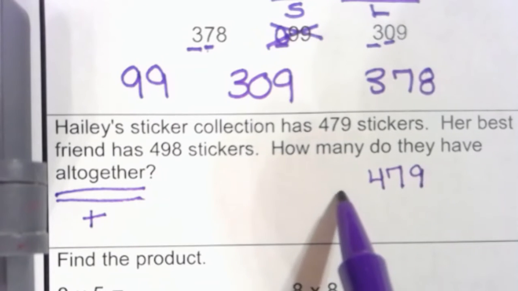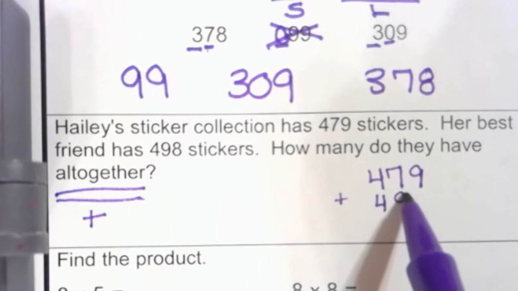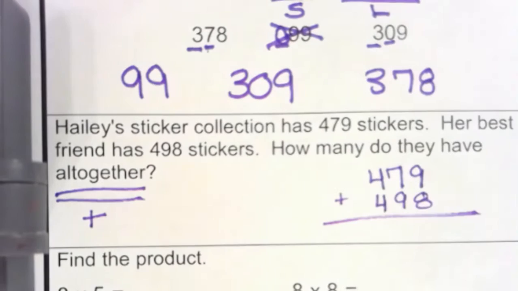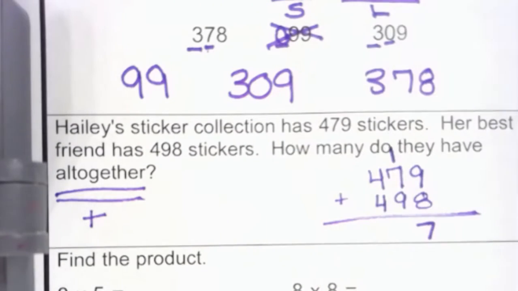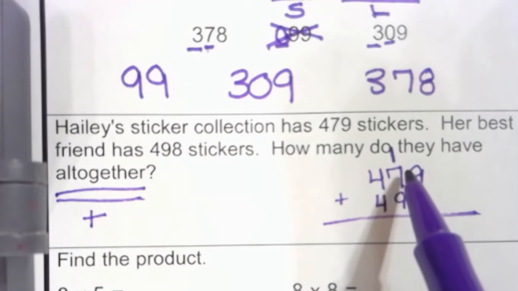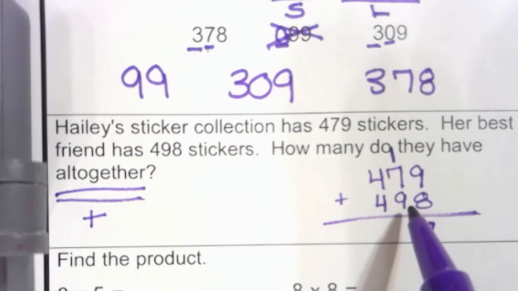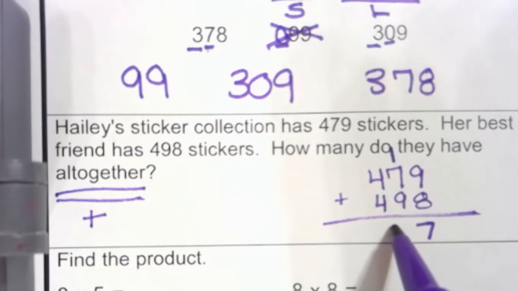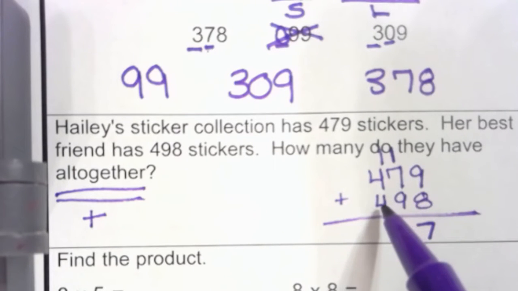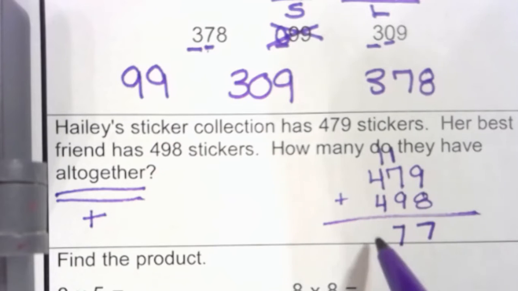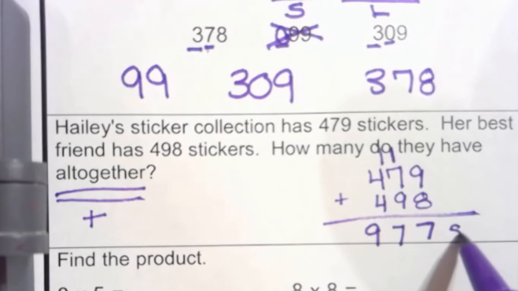479 plus 498. So we're going to say 9 plus 8 is 17. Put down your 7. Carry your 1. 7 plus 1 plus 8 is 17. Yeah, and carry your 1. I was talking backwards. 4 plus 4 is 8. Plus 1 is 9. 977. And what are we talking about? Stickers. We need to label our answer.